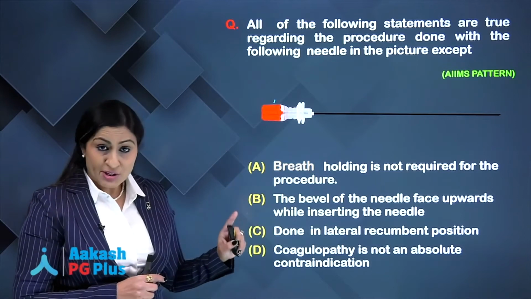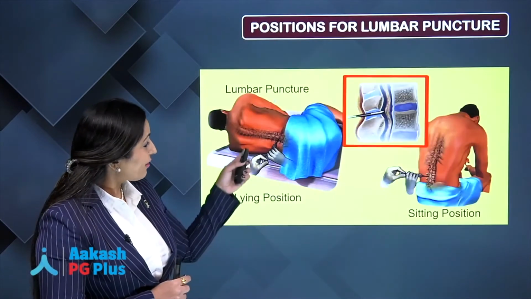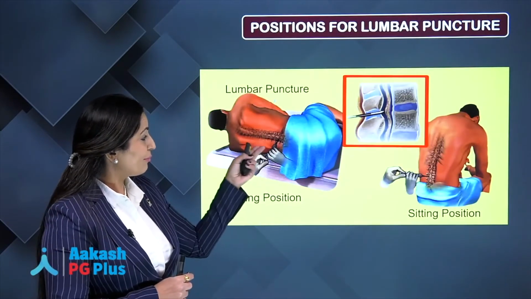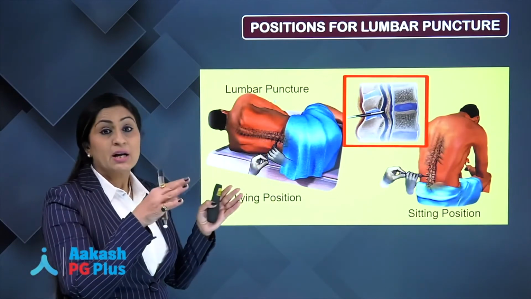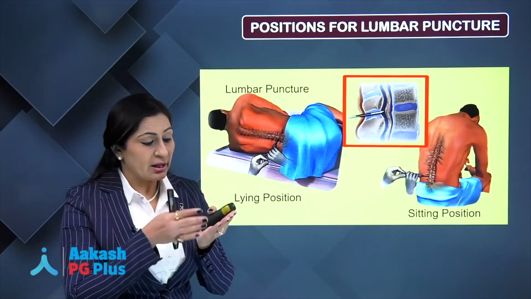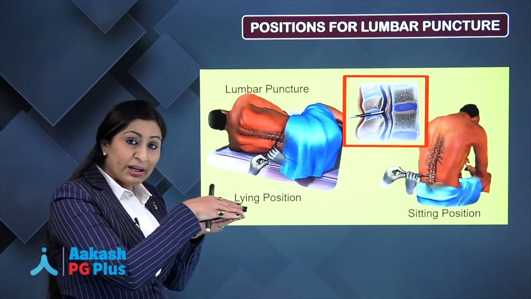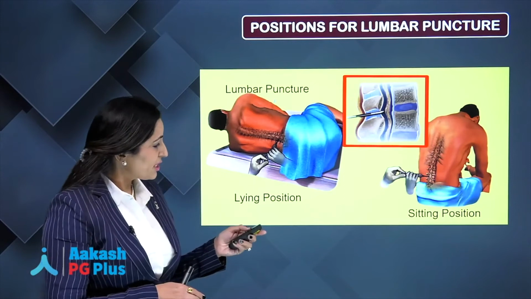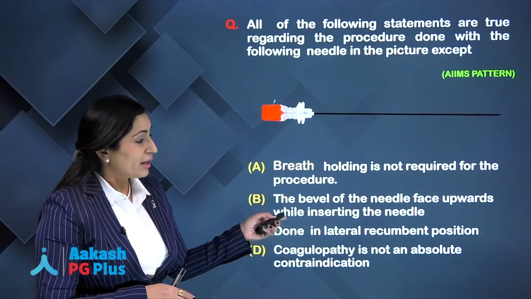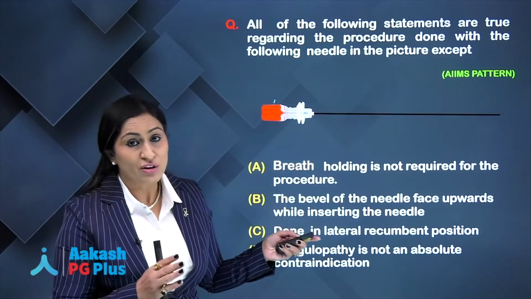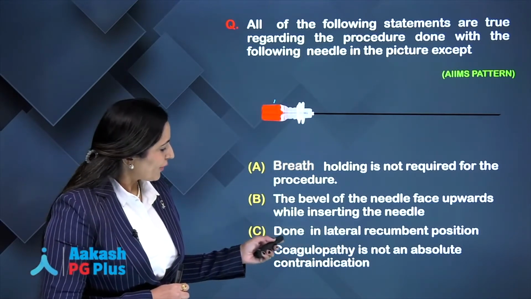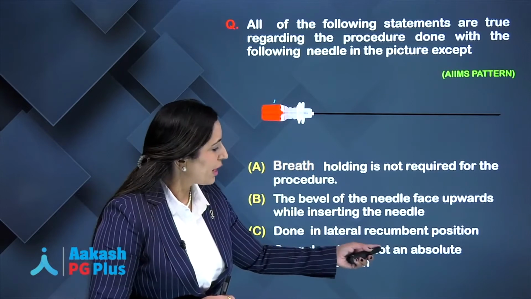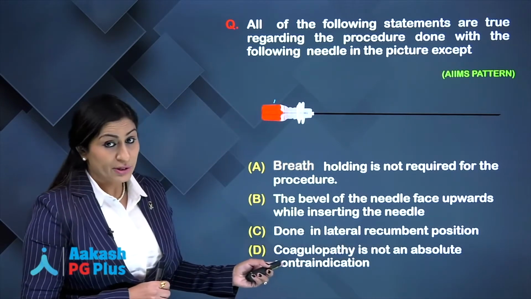So when the patient is in the lateral recumbent position, the bevel should face upwards so that the dural fibers are not getting cut. They are only getting separated. This is to decrease the chances of post-spinal headache. So that's also correct. Coagulopathy is not an absolute contraindication.